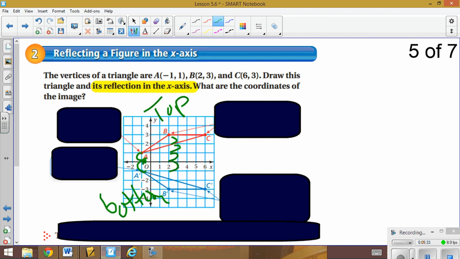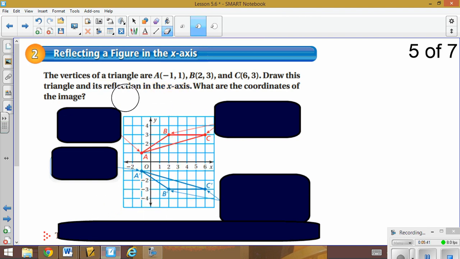So 1, 2, 3. Okay, I'm just going to clean this up so we can see a little better what we're doing. And finally, to take a look at C, how many units away is that from the x-axis? 1, 2, 3. So I'm going to stay right on this point, and I'm going to go straight down 3 more units. 1, 2, 3. Okay?